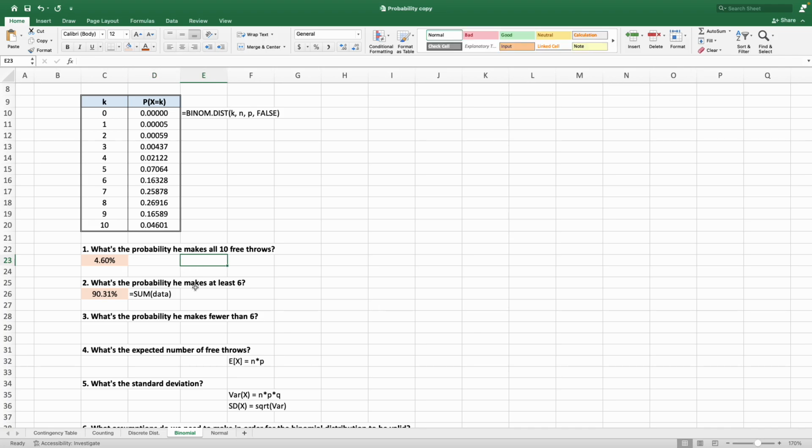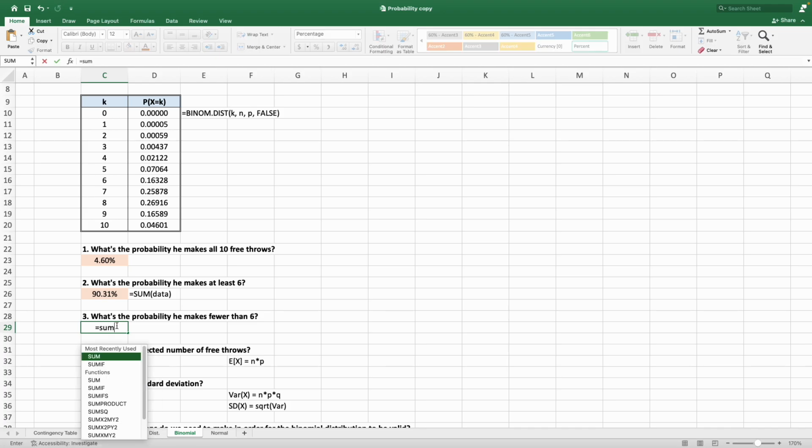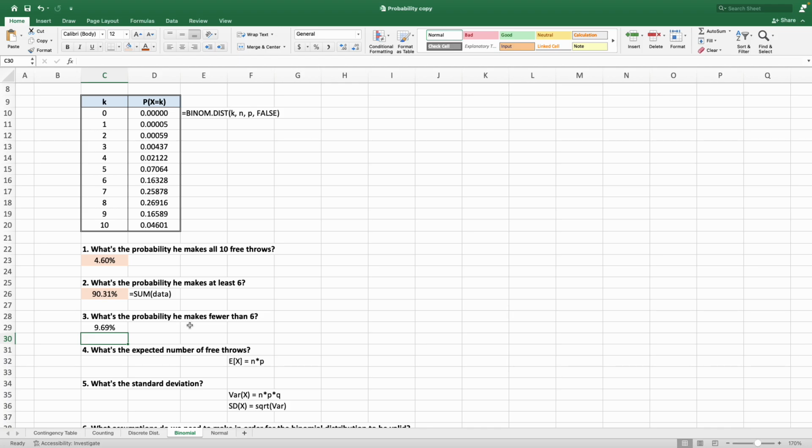So what's the probability he makes fewer than 6? Fewer than 6 would be 0, 1, 2, 3, 4, and 5. So we need to add up all of these probabilities. I'm just going to sum that up. I'm going to say equals sum, open parenthesis, and then sum up 0, 1, 2, 3, 4, and 5. Close parenthesis, enter. So 9.69%.